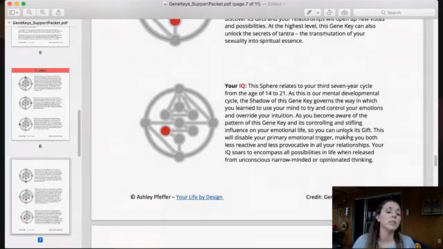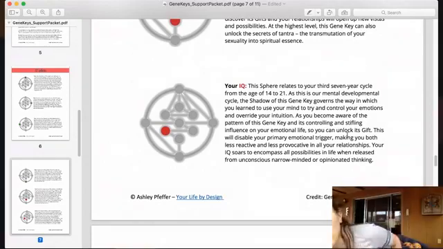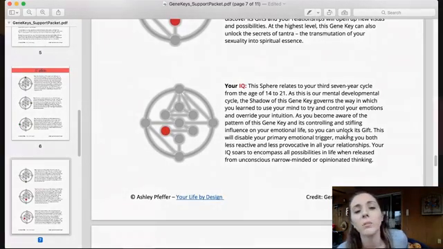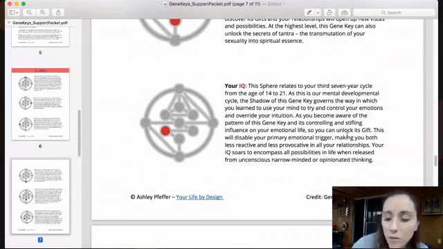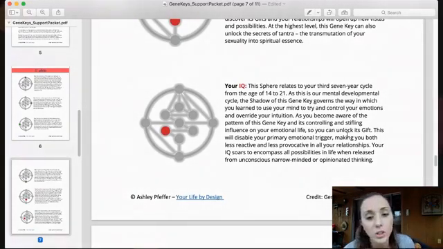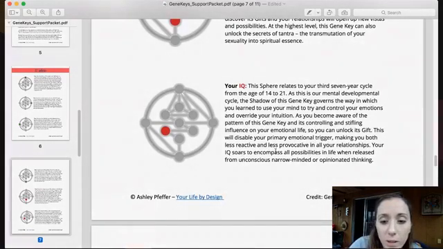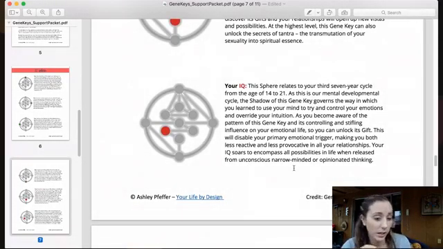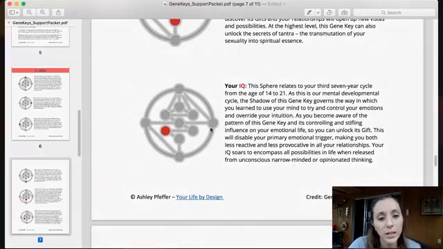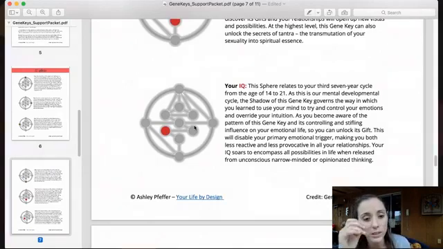Because it's about mindfulness. It's about seeing the patterns you are in and stopping that biofeedback loop, hopping off of the wheel and starting a new experience. Like, I don't have to be in judgment. It's about integrity and perfection, right? This will disable your primary emotional trigger, making you both less reactive and less provocative in all your relationships. Your IQ soars to encompass all possibilities in life when released from unconscious, narrow-minded, or opinionated thinking. So that's this one. The next one is your emotional quotient, and that comes from age 7 to 14.